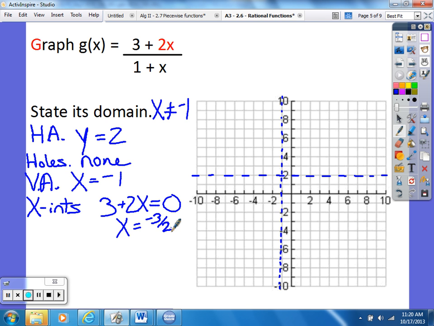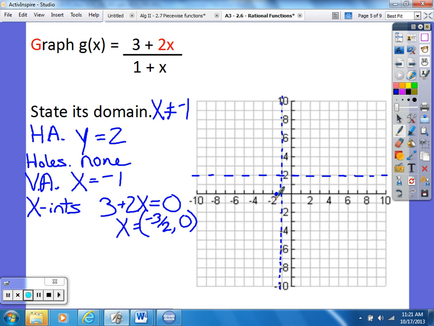So I'm going to write that as an ordered pair. Negative 3 over 2, comma 0. X-intercept means it touches the x-axis, but it's 0 on the y. So where is negative 3/2, by the way? Negative 1.5? So between negative 1 and negative 2? So I know now immediately, part of my graph is here. Isn't that right? Okay, what else do I need to do?